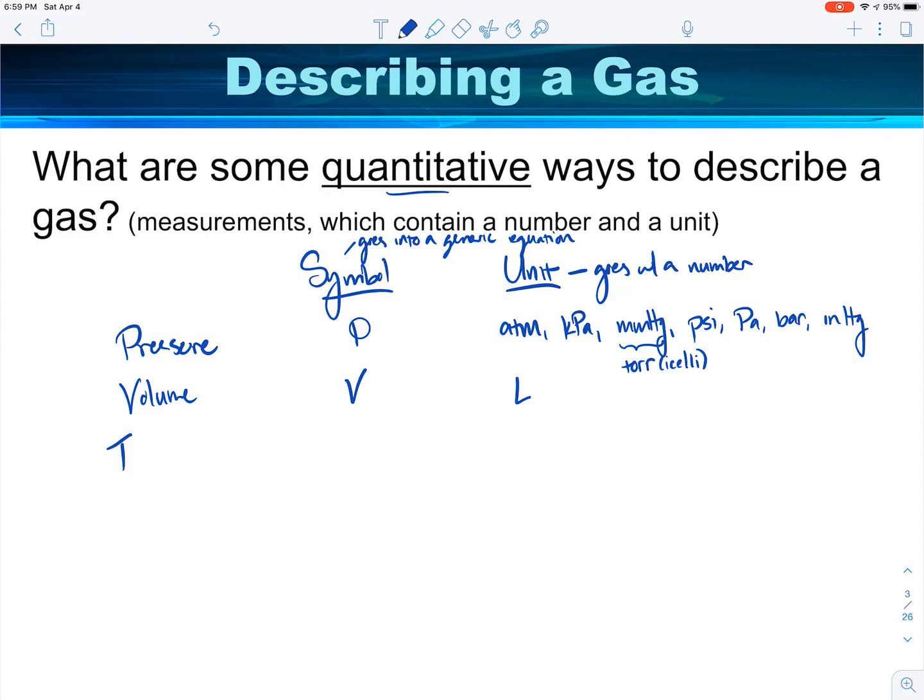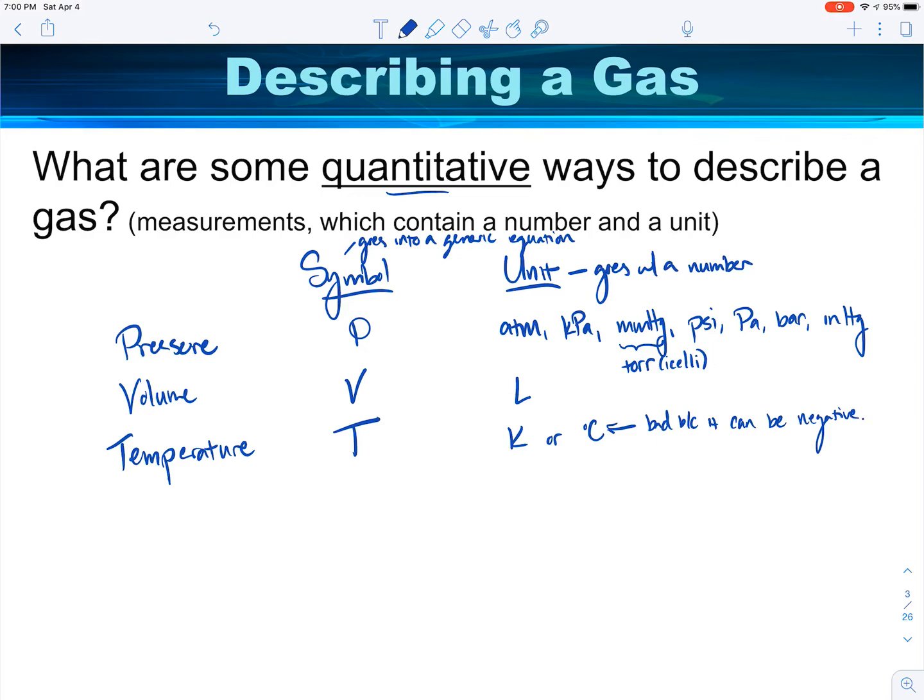You can talk about a gas in terms of its temperature. Capital T. Unit is either Kelvin or degrees Celsius. But degrees Celsius is bad because it can be negative. And if we're doing calculations that involve changes in temperature, the negatives are going to mess everything up. You're going to get negative volumes and stuff like that.